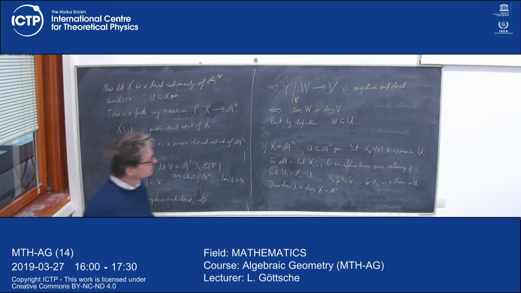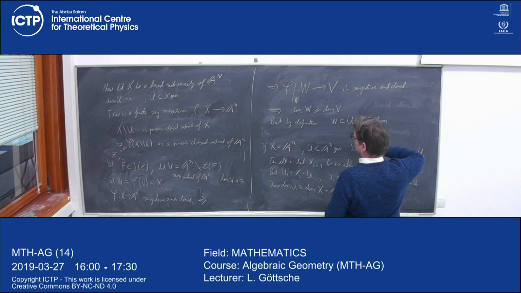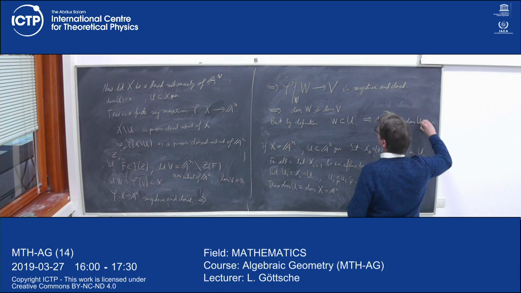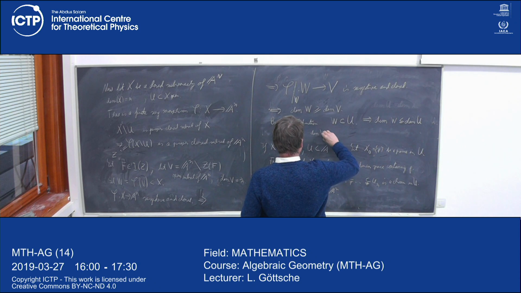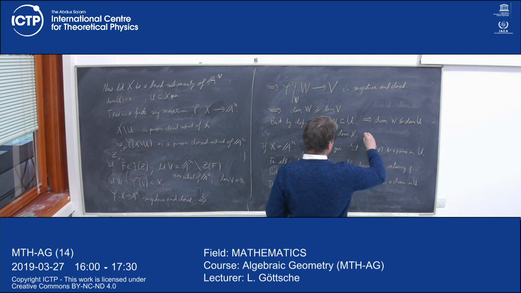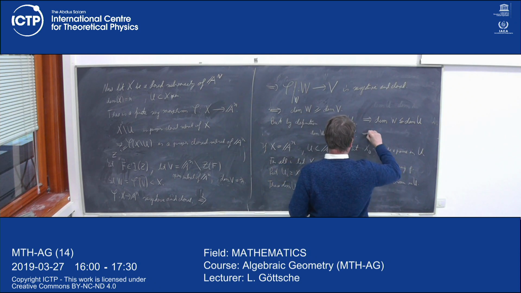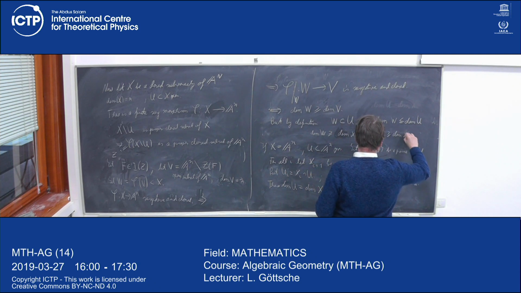So, and thus, the dimension of W is smaller than the dimension of U. But we had seen that the dimension of W is bigger or equal to the dimension of X, so the dimension of U is bigger or equal to the dimension of X.